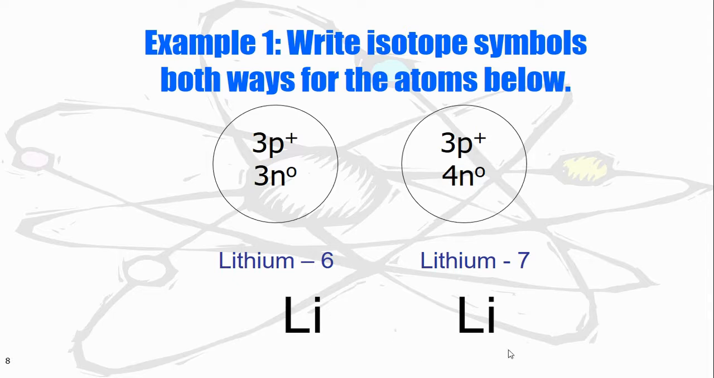So we're going to write down the symbol first. In the bottom left-hand corner, we're going to write the atomic number. In the top left-hand corner, we're going to write the mass number. So we should have a 3 on the bottom and a 6 on the top for the first atom. And we should have a 7 on top and a 3 on the bottom for the second one. If you leave off the 3 at the bottom, that's okay because lithium tells you it's got an atomic number of 3, but you cannot leave off the mass number.